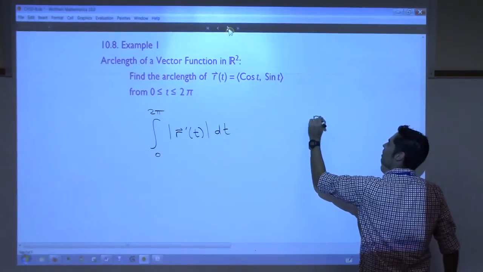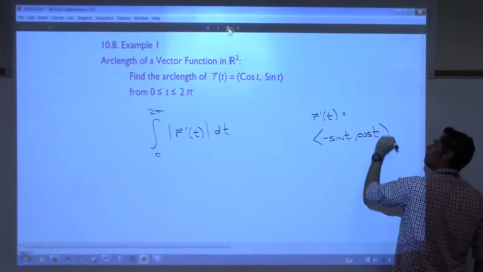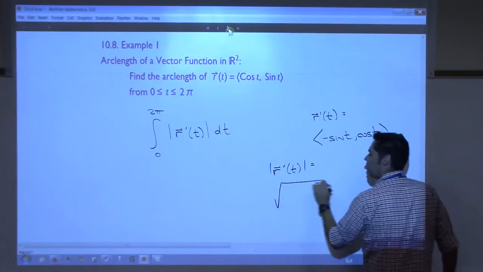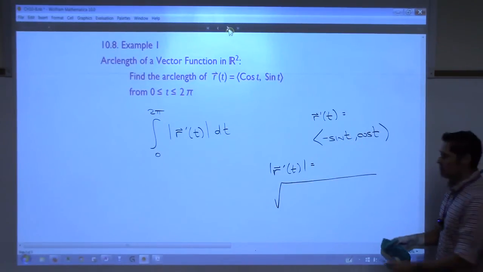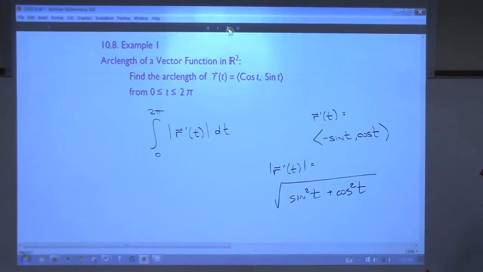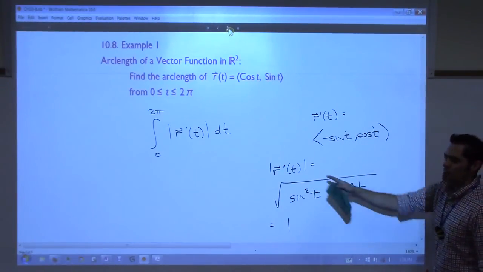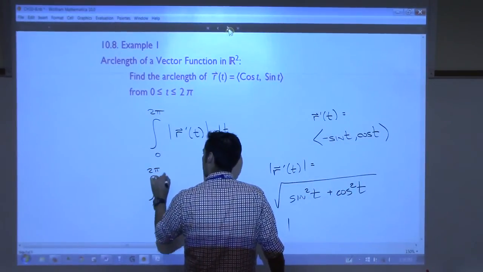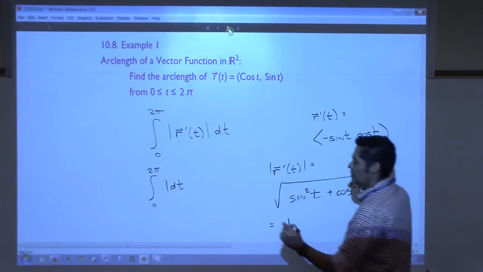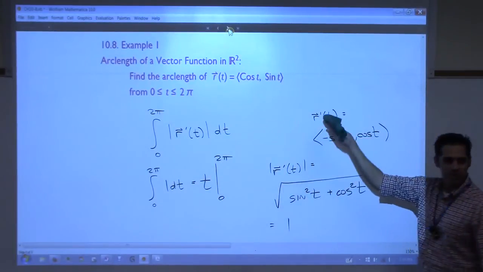Well, let's do that work on the side. What's the derivative? Negative sine t, cosine t, right? What's its magnitude? Square root of, how do you find the magnitude of a vector? Square root of each component squared. Sine squared t plus cosine squared t. Ooh, I like that. Because that's 1, isn't it? Nice. So I'm just integrating 1 dt. What's the antiderivative of 1? T. So this is just t evaluated from 0 to 2 pi, which is 2 pi.